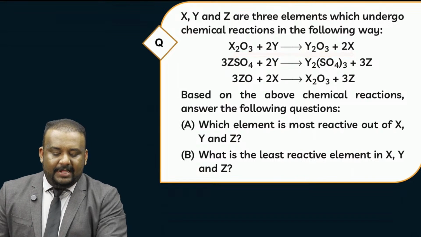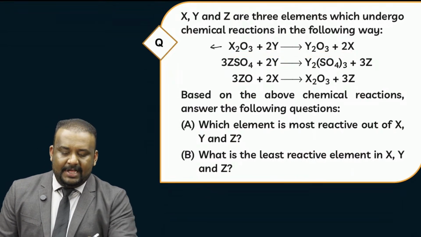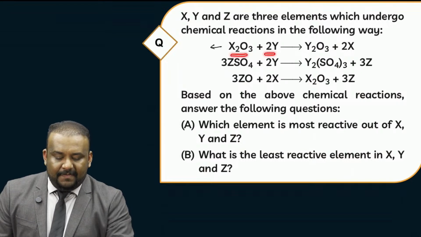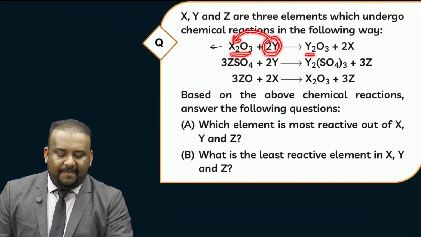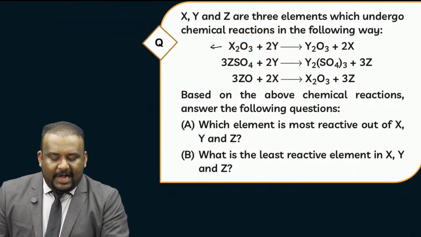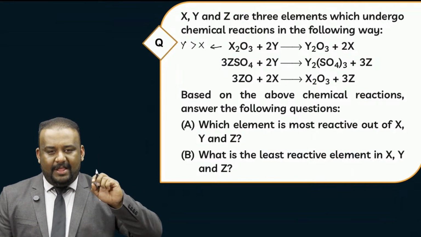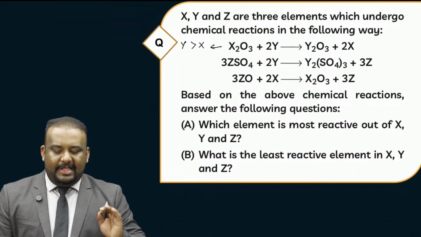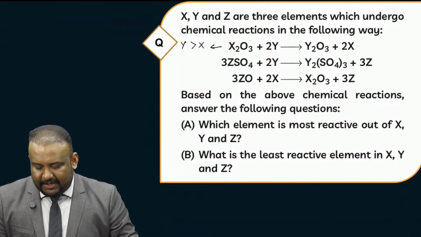You can see that in this first reaction, X2O3 plus 2Y gives Y2O3 plus 2X. By looking at this reaction, we see that Y is able to displace X from its compound, correct? And it forms Y2O3 plus 2X. That means Y is an element that is more reactive than X. So immediately we can conclude that Y is a more reactive element than X because Y is able to displace X from its compound.